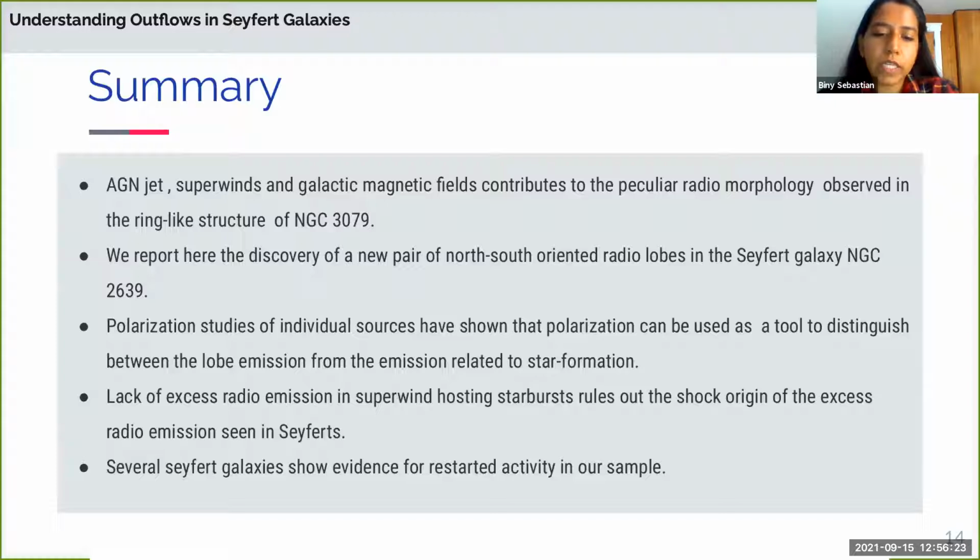So to summarize, we carried out an in-depth study of two Seyfert galaxies, and we find that the jet might be playing a major role in determining the morphologies of these systems. And polarization can indeed be used as an effective tool for distinguishing between various models of origin of radio emission. The radio-FIR correlation study suggests that the jet is the most likely source responsible for excess radio emission in Seyferts. Finally, many of our Seyferts also show tentative evidence for restarted jet activity.